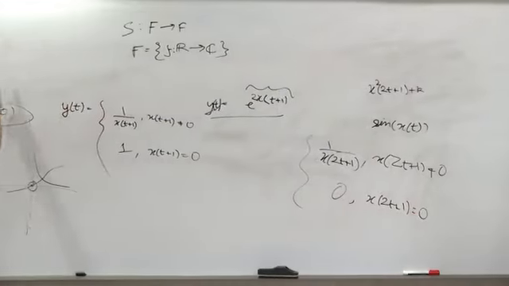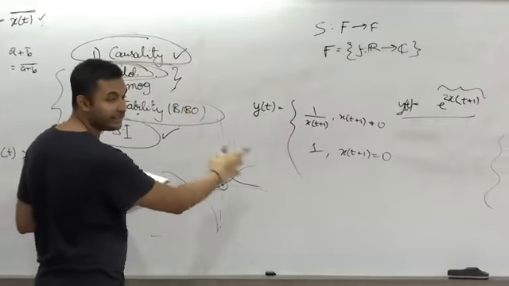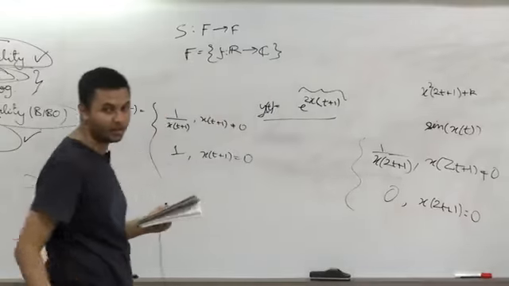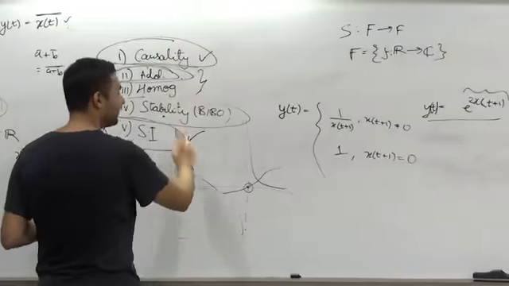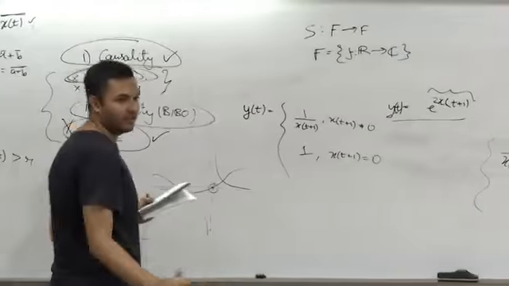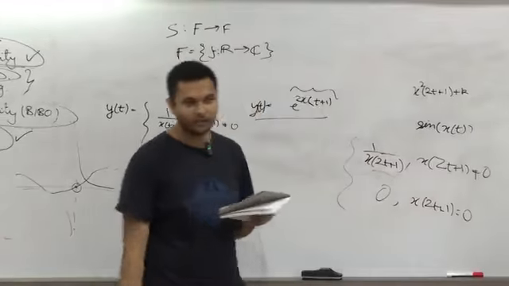Is it causal? No, it's not. Is it additive? No. Is it homogeneous? Yes, because 0 is kept here. If there was anything other than 0, it would not have been homogeneous. So it's homogeneous. Is it stable? It's not stable. And is it shift invariant? No, because there's a factor of 2t here, right? Correct. This is a good example.